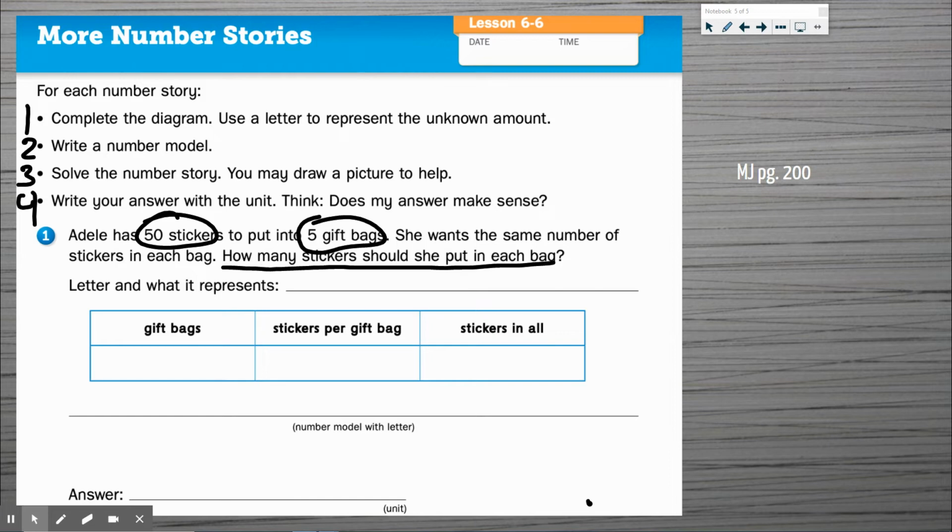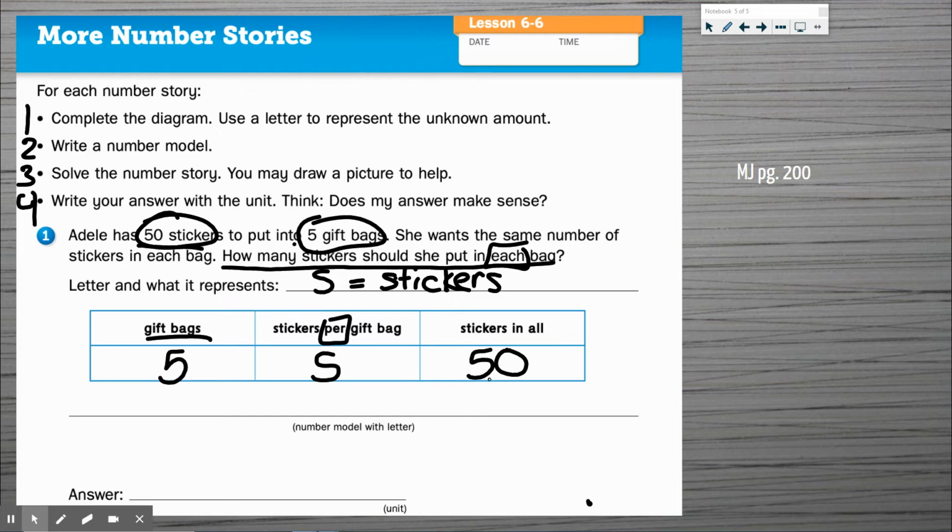So I'm trying to figure out the number of stickers. So I think S is going to stand for stickers. So I'm going to use the letter S instead of a question mark to show stickers. Adele has 50 stickers. That tells me how many she has in all. And it says she puts them into 5 gift bags. Well, my gift bags are here, so we're going to put 5. And we need to know how many stickers she should put in each bag. Remember that word each is similar to the word per. So we don't know what that is. Remember, we're not doing a question mark, but the S.